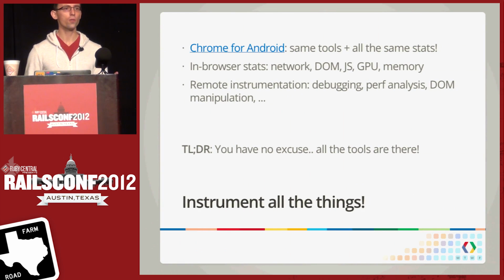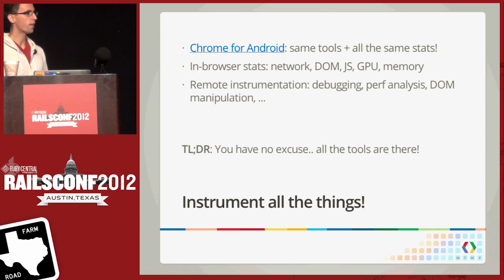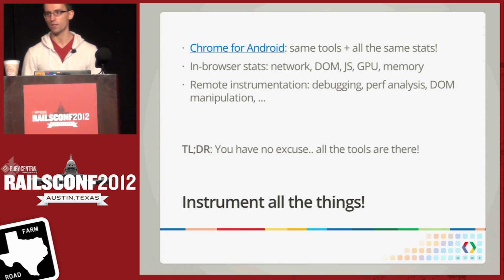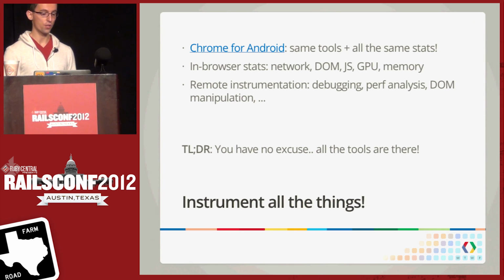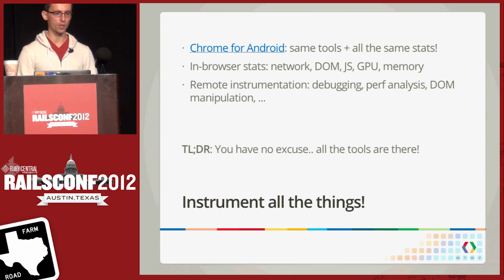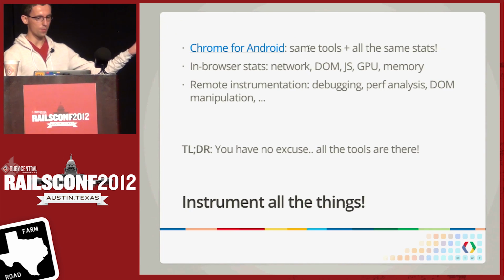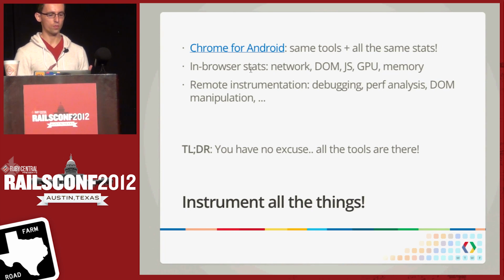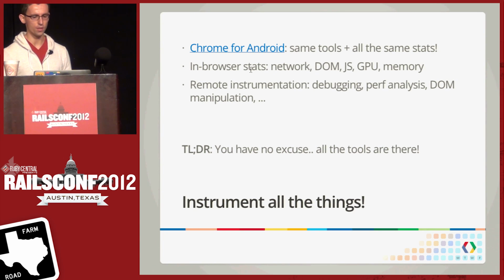So why am I showing you all this? Well, because I think there's a lot of interesting tools that can be built through this debugging interface. There's not a lot today, but I think this is something that we as a community need to improve. And there's a lot of possibilities. There's Chrome for Android, which allows you to do all the same analysis on mobile. We have detailed stats on the network, on the DOM, on the JS, on the GPU, everything, right? We can do remote instrumentation even.